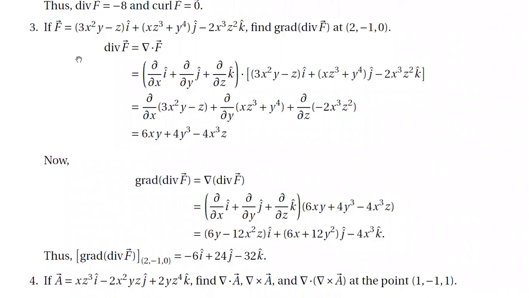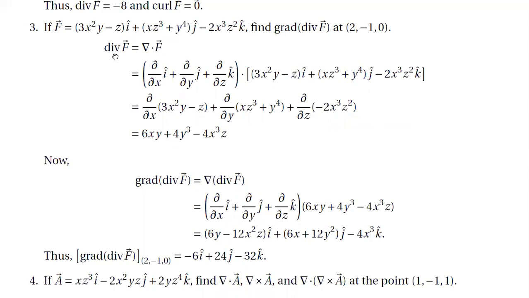Third problem, if vector f is equal to (3x square y minus z) i plus (xz cube plus y power 4) j minus 2x cube z square k, find gradient of divergence of vector f at the point 2, minus 1 and 0. So now directly we can calculate the value of divergence of vector f, because in this problem they have directly given you the value of vector f here.